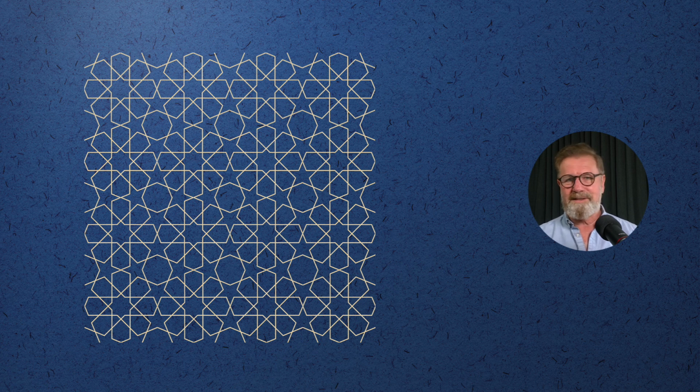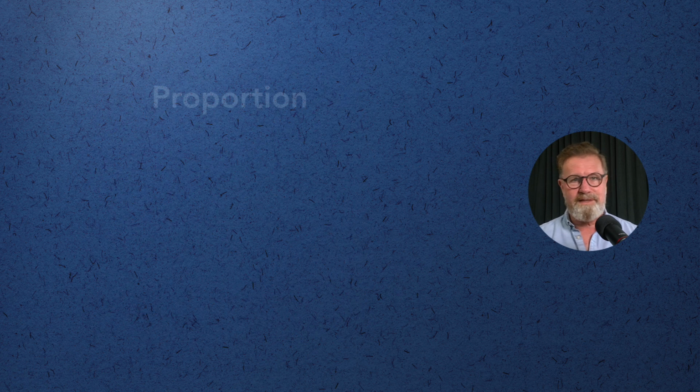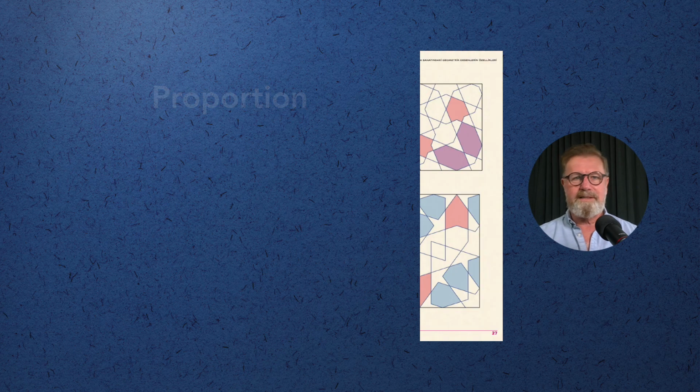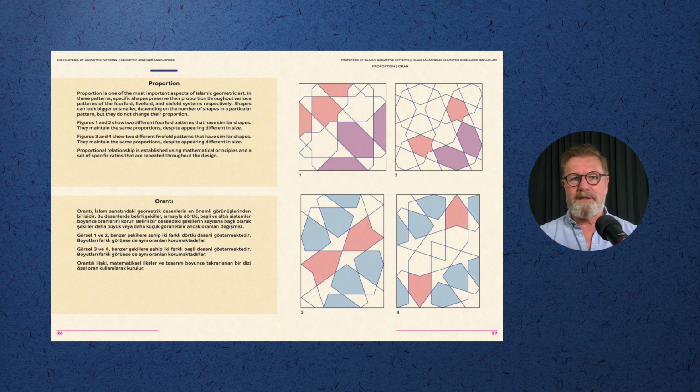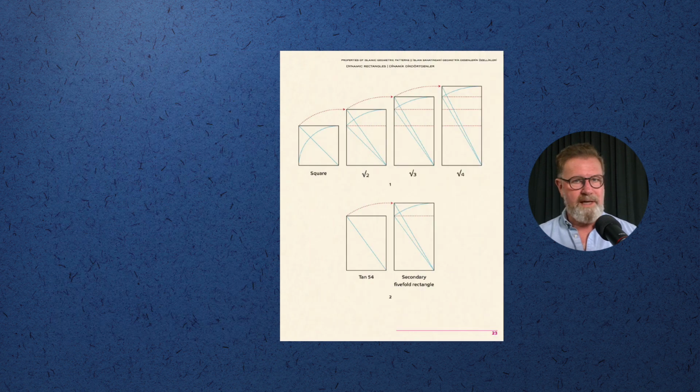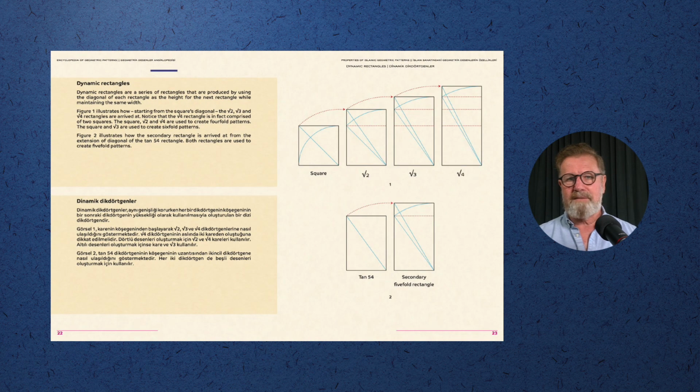So hold on a minute, there is something that ties all of these steps together, and that is proportion. That is, there needs to be a proportional relationship between every element in the pattern and the pattern as a whole. To achieve this proportional relationship, we need to start with a rectangle that can be proportionally subdivided.